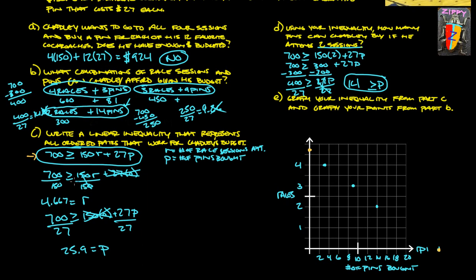Our inequality is greater than or equal to, so that means that we can leave that in as a solid line. Anything underneath this line here is going to work, right? If we didn't go to any races, the easiest way to check is to do 0, 0. If you went to no races and bought no pins, that would leave you under your budget. So it's going to be basically anything in this area here. And if you'll notice, these dots here are all underneath this line. So that's another way that you can tell.